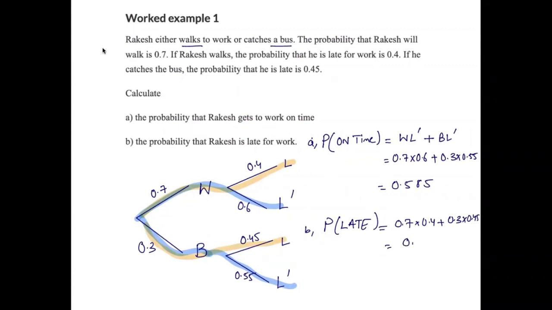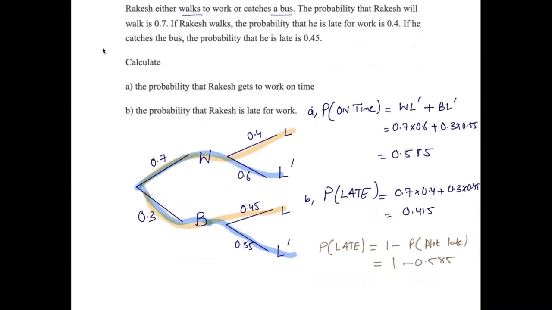So that's going to be 0.415. The alternate way you can do it is: probability of getting late is equal to 1 minus probability of not getting late. The probability of not getting late was 0.585. So 1 minus 0.585 is going to be 0.415. That's also one way to go about this question.